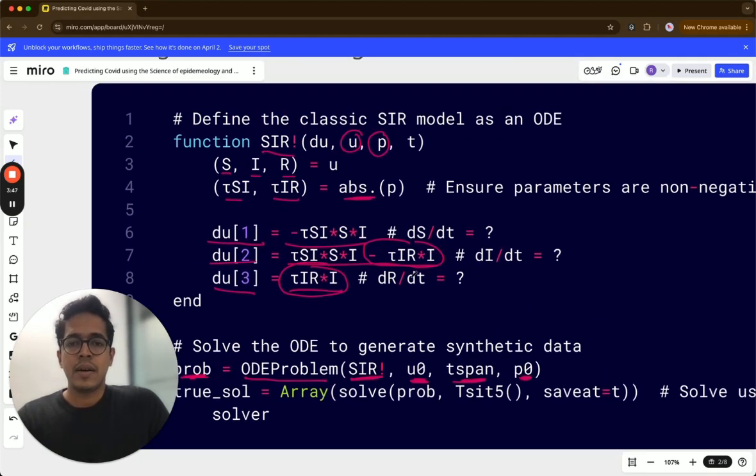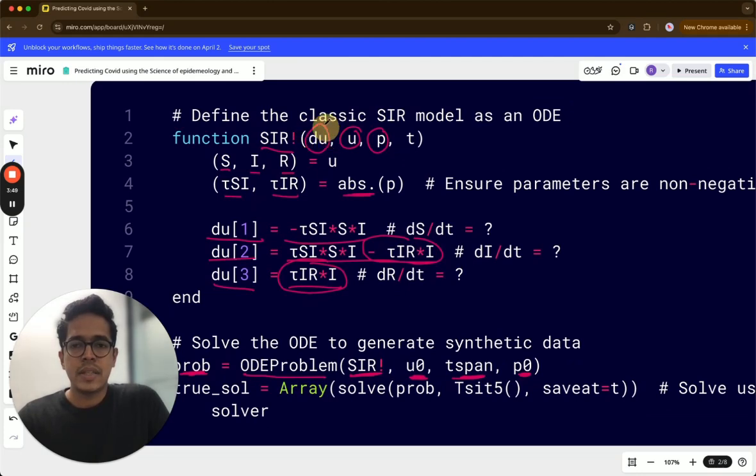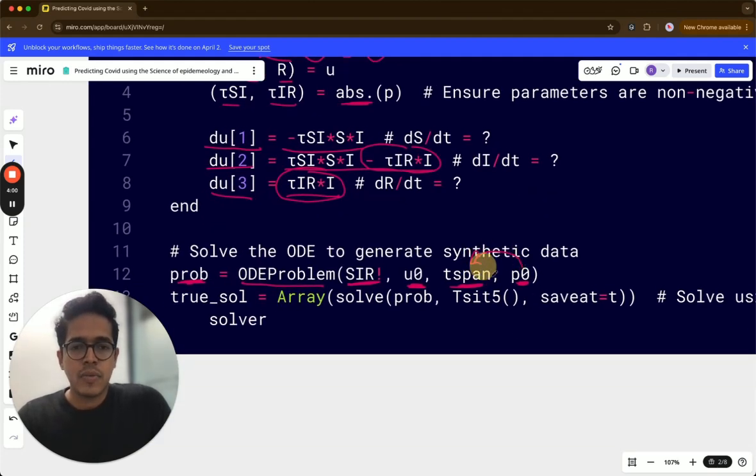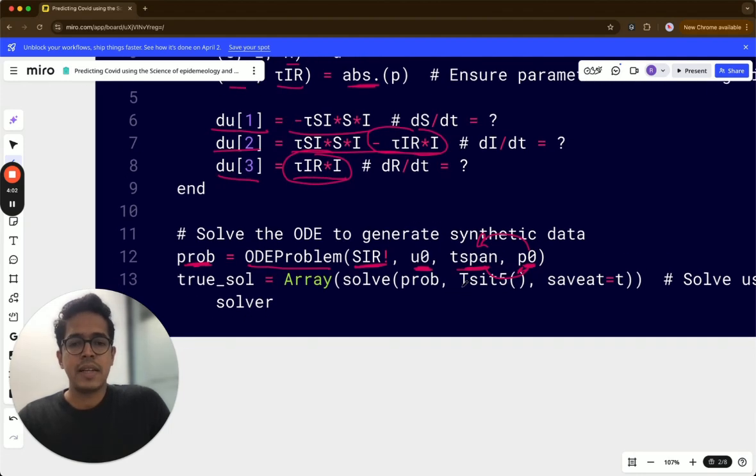So now, if you look at it, the du is the quantity that we are basically solving. U0 is the initial condition. Time span is here and P0 is here. So I think I might have flipped the order of time span and P0, but we'll see.